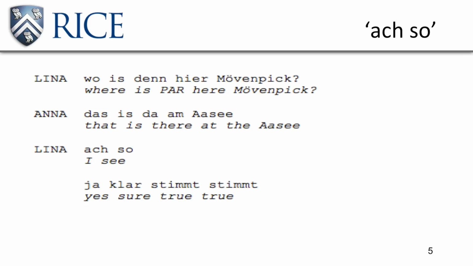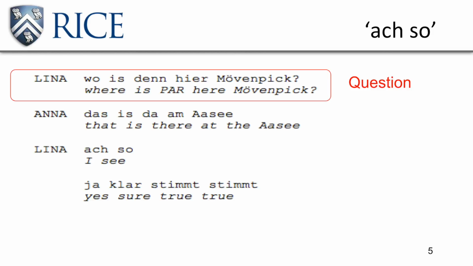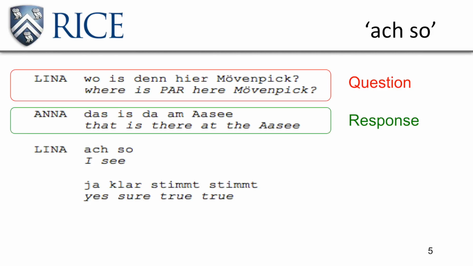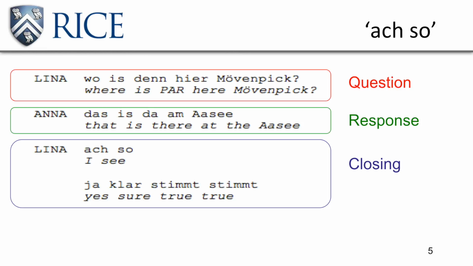Here's an example. Actually, an example I also used in the classroom. This is a conversation between Lina and Anna. It's just part of it. And Lina here is asking a question. She's asking where Mövenpick is. This is kind of like an ice cream parlor in Germany. And then Anna responds saying, okay, it's at this location, at the lake. It's at that place. And then Lina going, ach so. It's more like, I see. I understand. And then also confirming. Yes, sure. So we've got the ach so here. So this is one of these little minimal expansions I want to teach in my classroom.